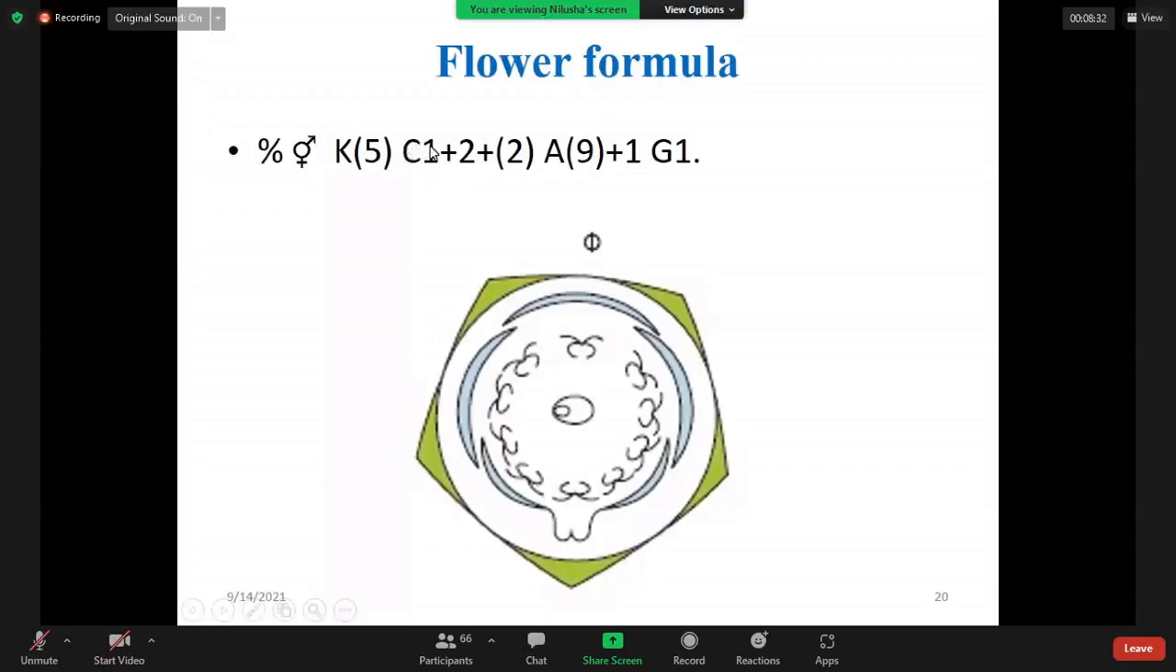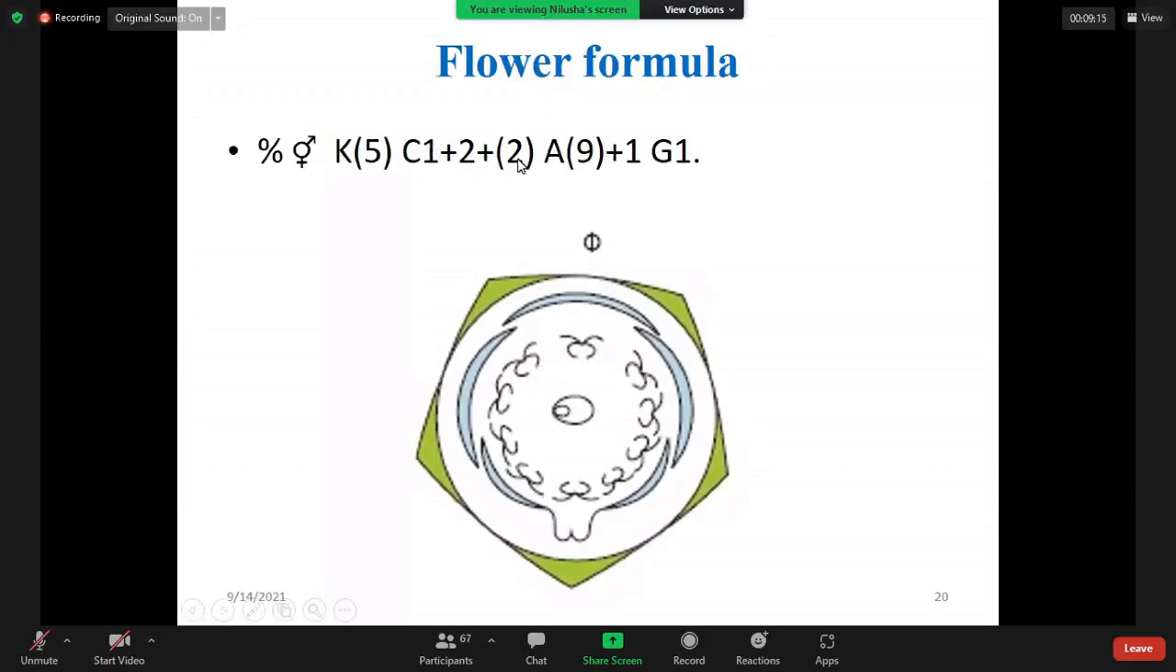Here you can see capital C and 1 plus 2 plus, with 2 within the brackets. Can you see this one? Here capital C is for the corolla. You all already know the corolla with 5 petals is available in this Fabaceae family flower. In this blue color you can see 1, 2, 3, 4 and 5 petals. That's why we write corolla and 1 plus 2 plus 2.